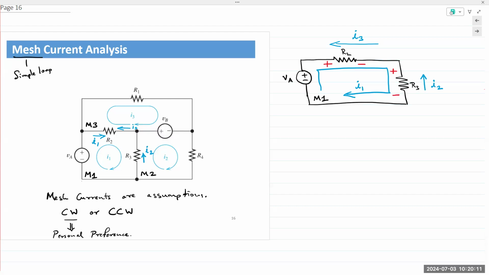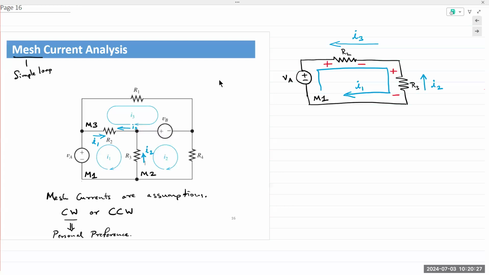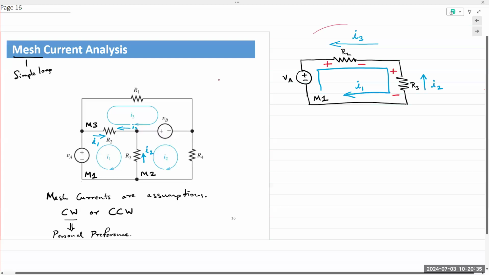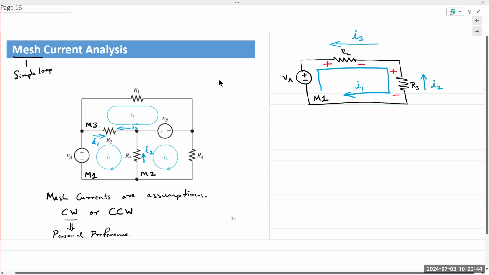Now, what does this hypothetical current do? Well, even though it's hypothetical, the basic principle still remains. Current flowing through a resistor causes a voltage drop. So I3 coming from the right causes a voltage drop in R2. Where is the plus and the minus for R2 due to I3? Is the plus sign on the left of R2 or is it on the right of R2? Any guesses?